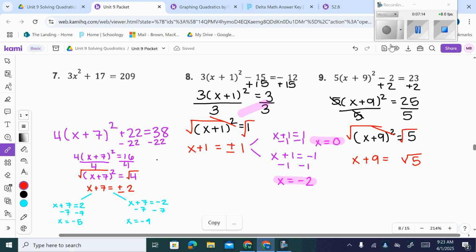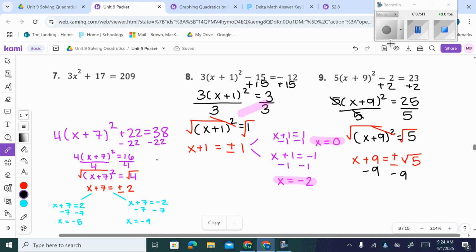Okay, but how many answers do you need? 2. So what needs to go in front of this? Positive and negative. All right. This feels very funky, correct? Because that square root of 5 was not a full number. Just complete the process. What do we need to get all by itself? The x. So what do you need to move? The 9. You do need to move the 9.